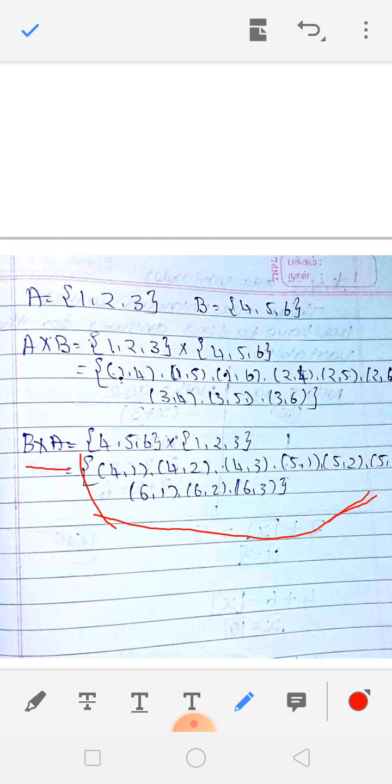But in B cross A, B is in the first term. So what are the first values? 4, 4, 4, 5, 5, 5 and 6, 6, 6. So these are the first values. So 4, 5, 6 are the B values only. Because why? In the left hand side I have the B first term. So look at here, the B values are 4, 5, 6.